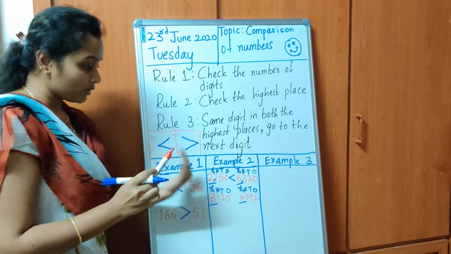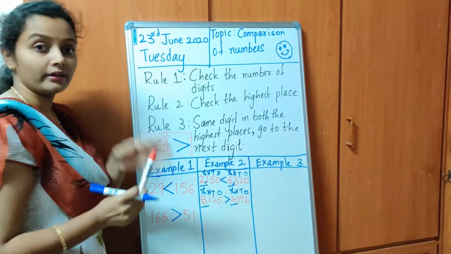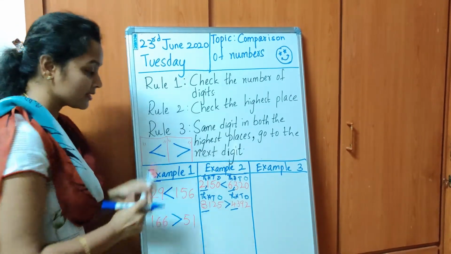So open the mouth towards the bigger number, which is like this. This is called greater than. So how do you read this?